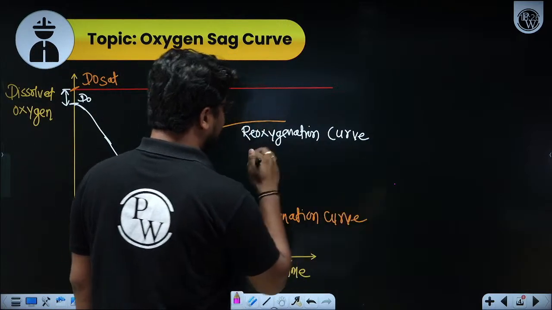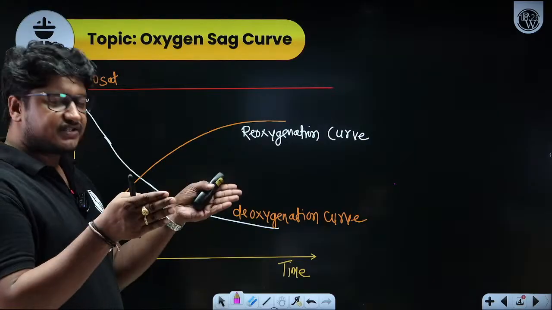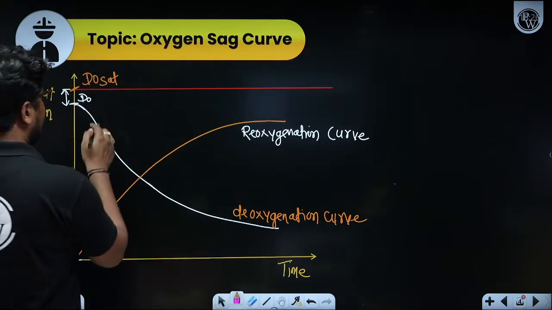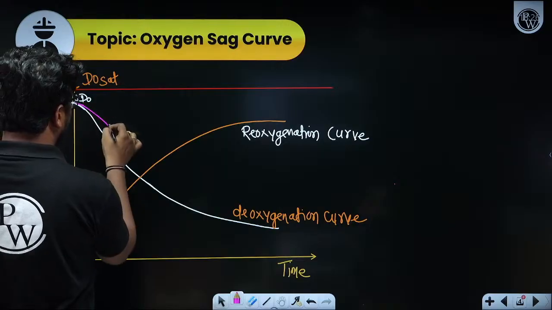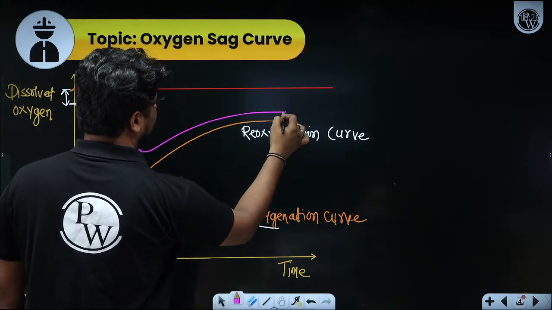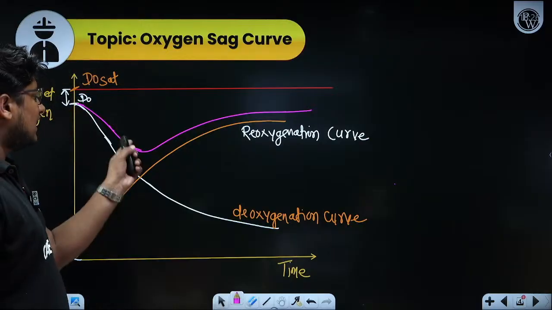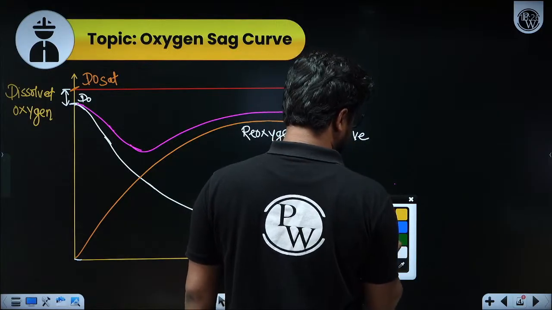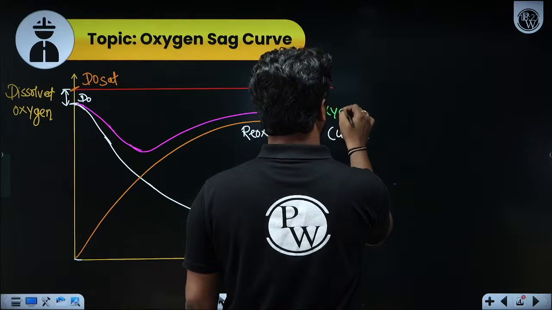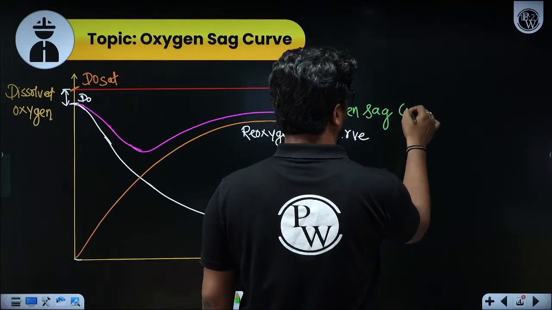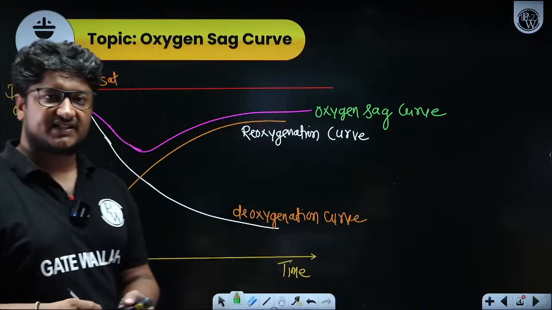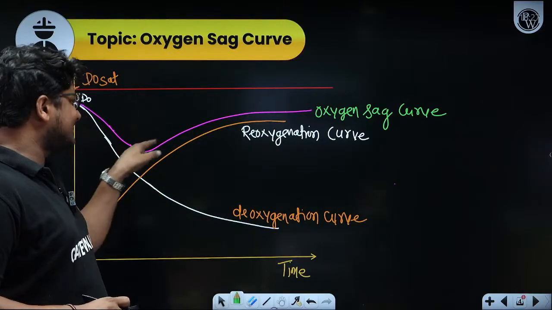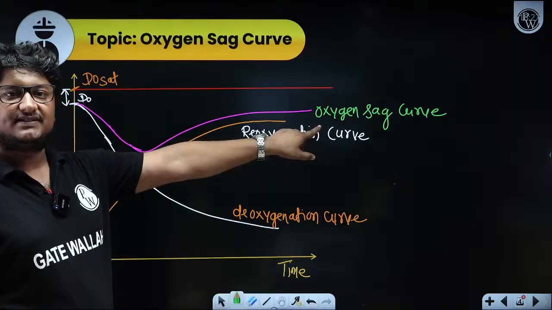Now, as I told you, these two processes are occurring simultaneously only. So the final effect which you will get will be like this. This curve, my dear, we are calling the Oxygen Sag Curve. First of all, this curve is giving you the value of dissolved oxygen, that's why the name has oxygen. Here you are getting a sag, so that's why Oxygen Sag Curve.